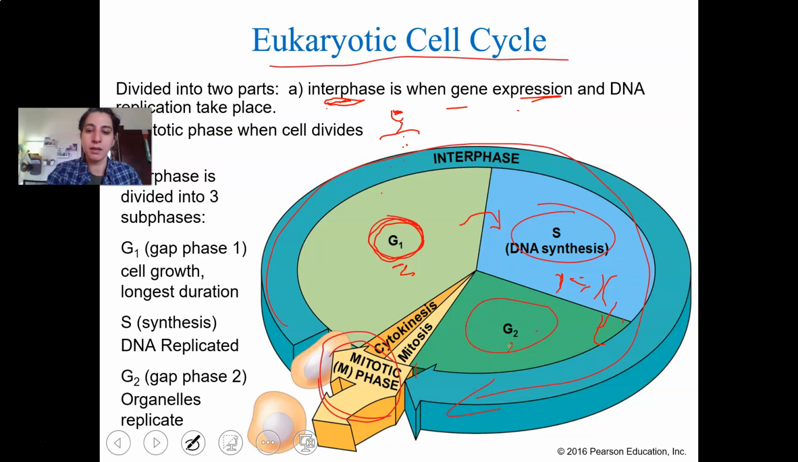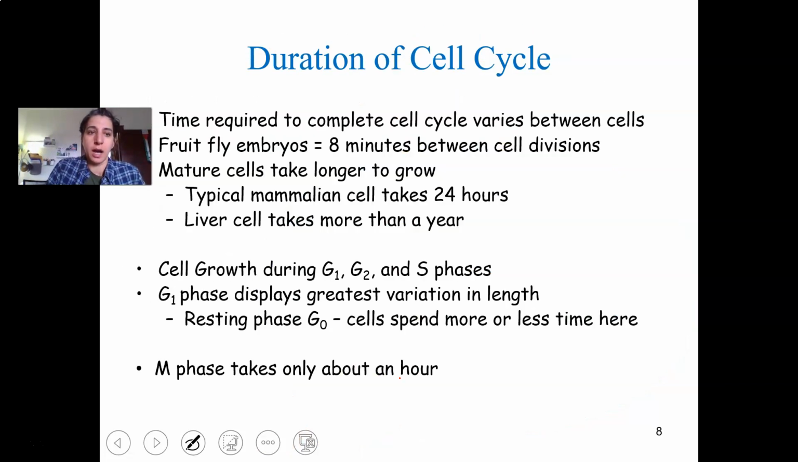Once you do that, then the cell goes into M phase or mitotic phase, and it's going to go through several processes in order to become 2 new cells, okay? So duration of a cell cycle, not the life cycle, is going to vary cell to cell, right? Depending on what type of cell you are.